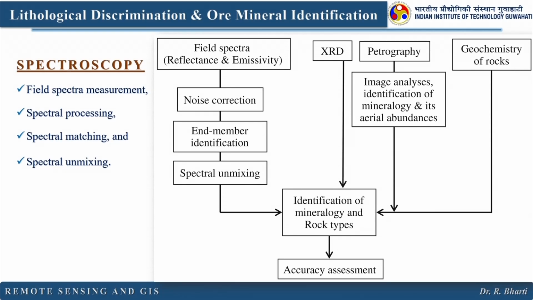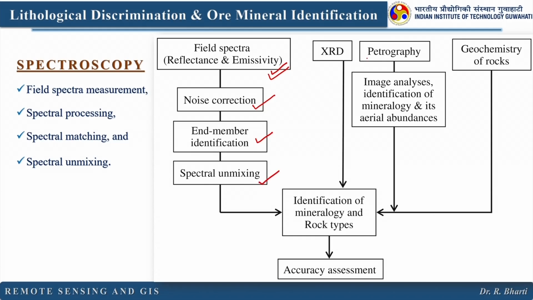So, this is how this work was done. The field spectra, which is basically reflectance and emissivity both, were collected in the field, then noise was removed from this particular spectra and endmembers were selected. So, representative samples were selected to be part of this particular analysis. Then spectral unmixing was done.